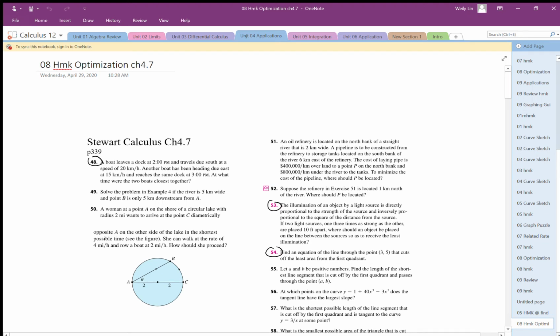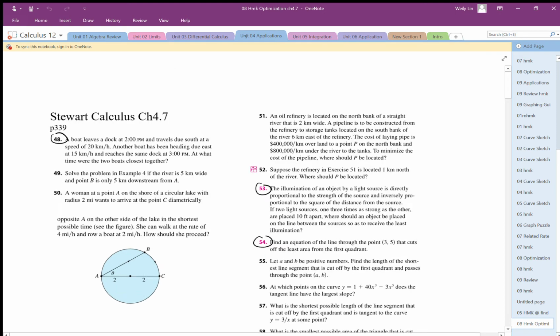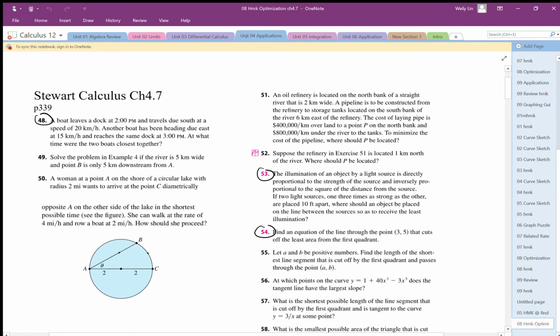Okay, so we're going to look at question number 8, and it says the boat leaves the dock at 2 p.m. and travels due south at a speed of 20 kilometers an hour. Another one is heading due east, and it reaches the same dock at 3 p.m. Okay, so at which time were the boats closest together?